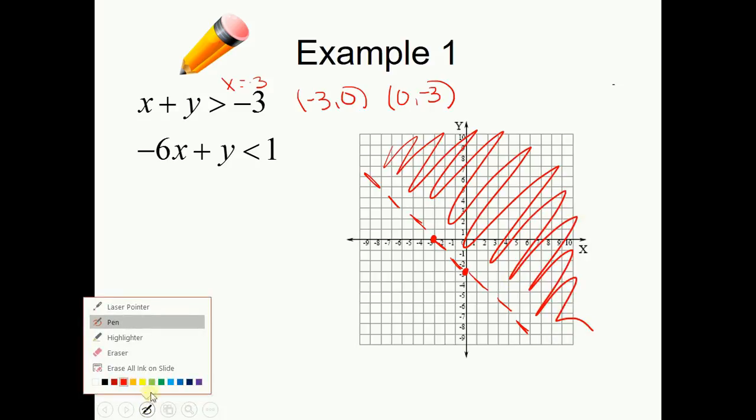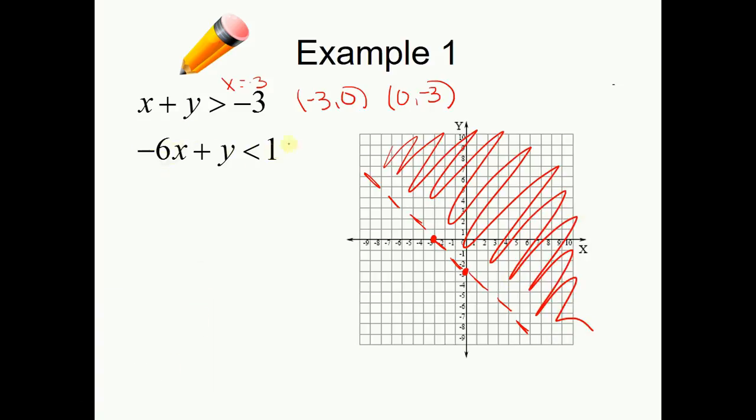Now let's change some color here. I'm going to change to green. Put a little dot by it so I know there's green. Notice, guys, though, that this one's not going to be a nice one for your intercepts. So I'm going to solve for y. So I'm going to add 6x. So y is less than 6x plus 1.